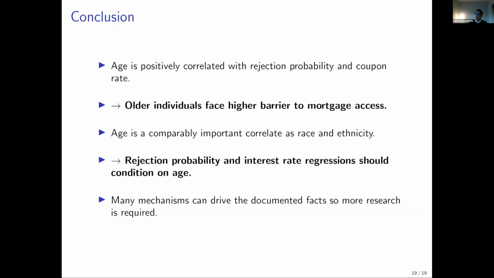And so the main implication is that, at least for researchers, age seems to be very important for these types of regressions. And so you should probably condition on age if that's possible. And then lastly, many mechanisms drive these documented facts. And so I hope that this paper is a good starting point for a rich literature on why age matters for mortgage access. That's all I have.